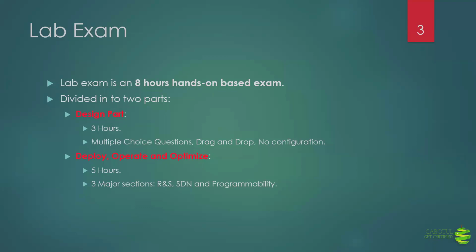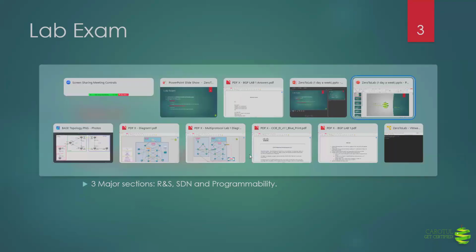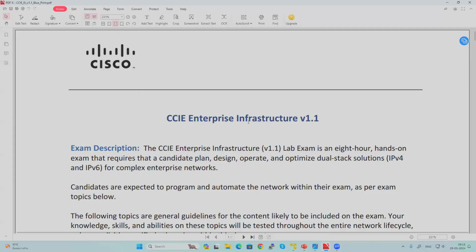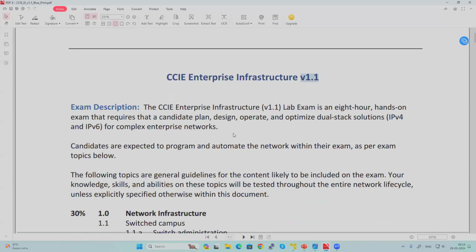So if I show you the basic blueprint of CCIE, you will see that currently the version is 1.1, and in this one we have many different sections. Especially the routing and switching part is very similar to what you used to have earlier, but new things like SDN and programmability are also there.